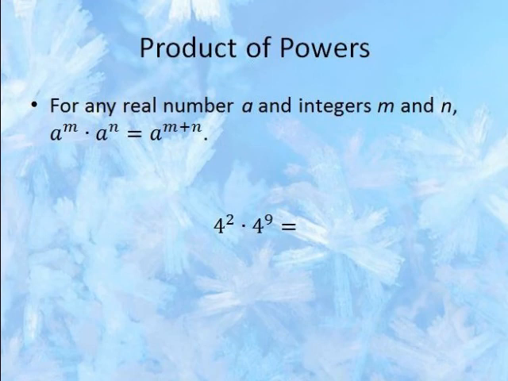Alright, we're going to go ahead and take a look at some properties of powers now. The first one being the product of powers. So this is kind of what we just saw. If you're multiplying two things with the same base, you add the exponents. So a to the m times a to the n, you add m plus n. So for the example that I have written there, 4 squared times 4 to the 9th, you multiply those and you get 4 to the 2 plus 9, or 11th. 4 to the 11th power.